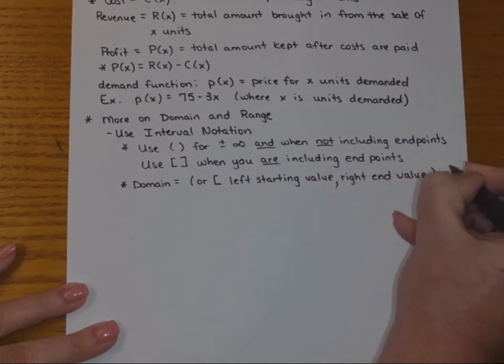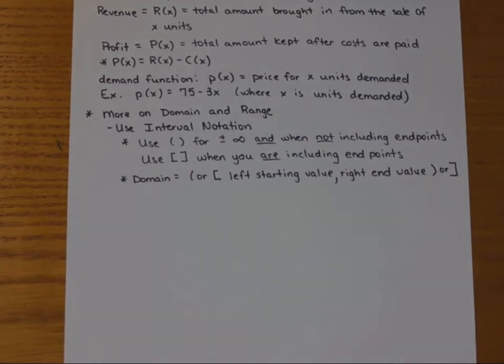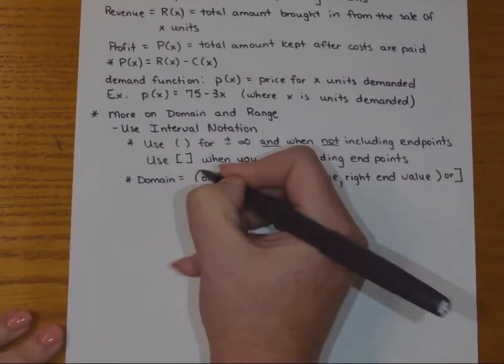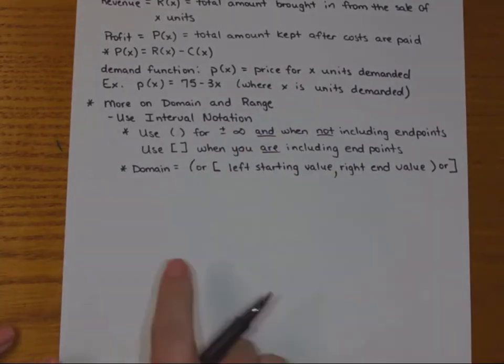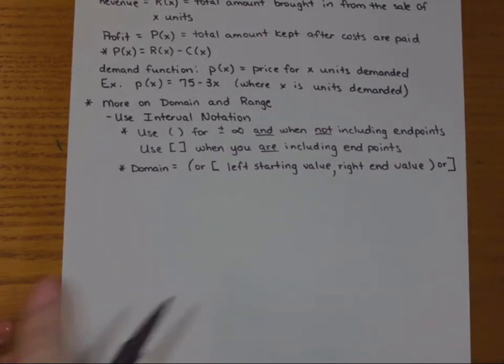Then you're going to end with the right ending value, and again, you're going to end with either a parenthesis or a bracket. You can have a combination of them, so for each number you need to evaluate whether it's a parenthesis or a bracket.